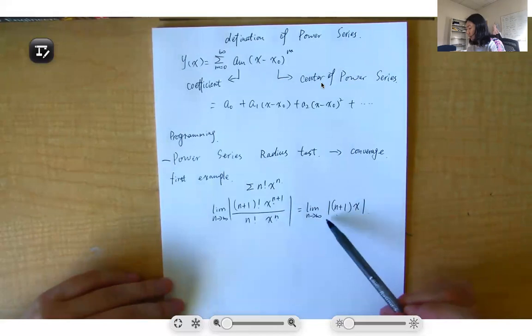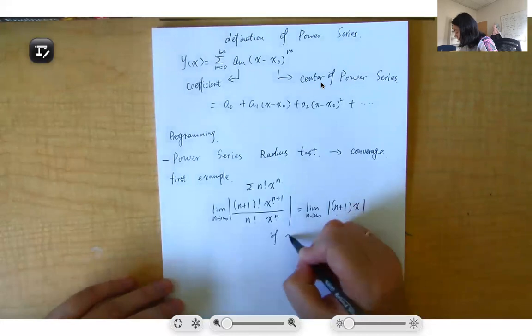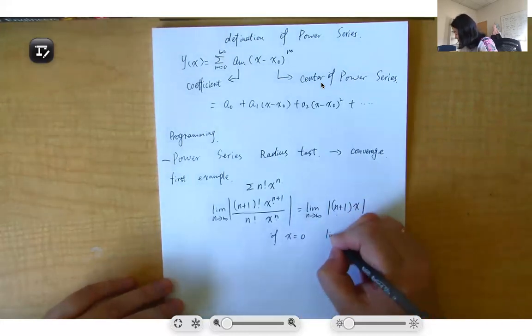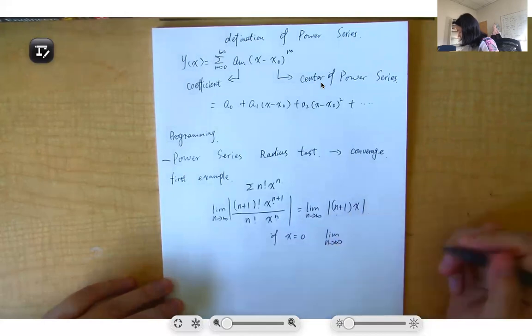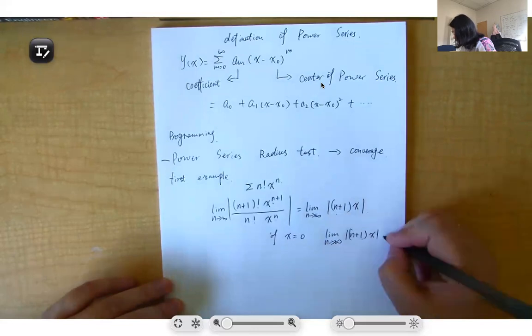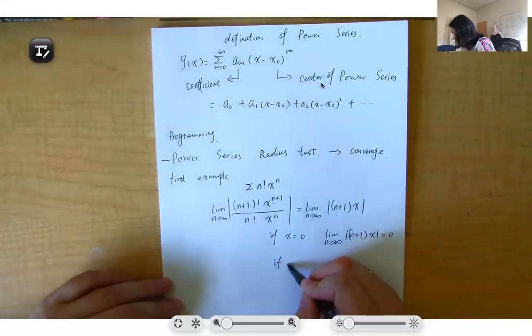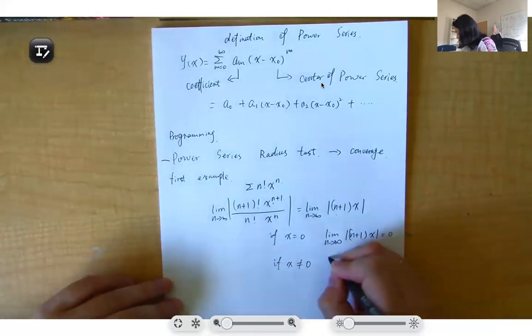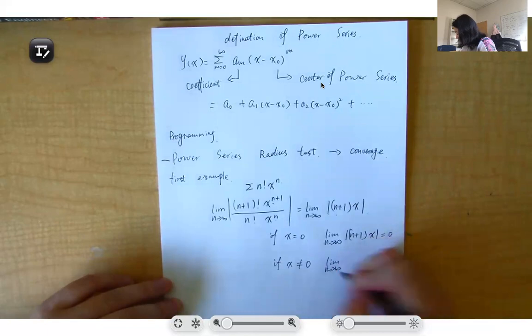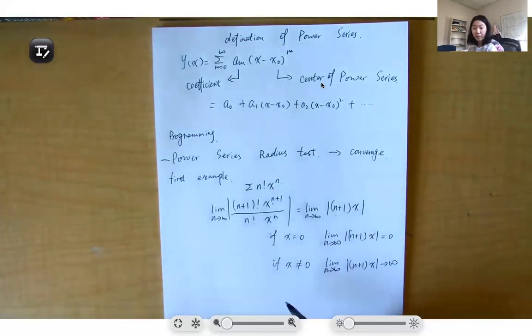And we know that n goes to infinity. Then for this case, if my x equals 0, the limit as n goes to infinity of n plus 1 times x will equal 0, because your x equals 0. If my x is not 0, the limit as n goes to infinity of n plus 1 times x will go to infinity, whatever x you choose. It will go to infinity because your n is going to infinity.